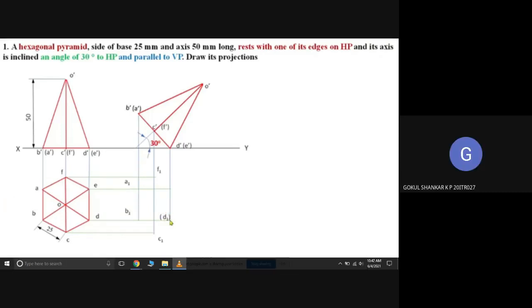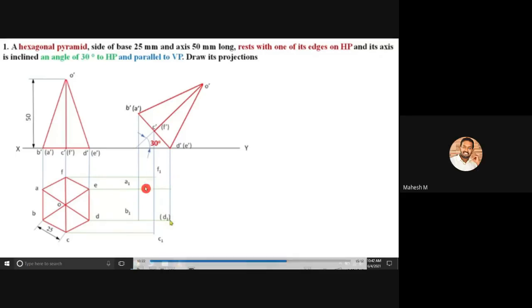Sir, AB, AF, BC. Okay, so you can connect these 4 points with the dark line. So FA is a dark line and AB is a dark line and BC is a dark line.